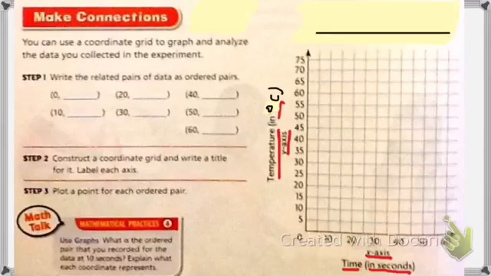Now we move on to the Make Connections section, which is right up here. It says you can use a coordinate grid to graph data and analyze the data you collected in an experiment. So we have step 1. Write the related pairs of data as ordered pairs.